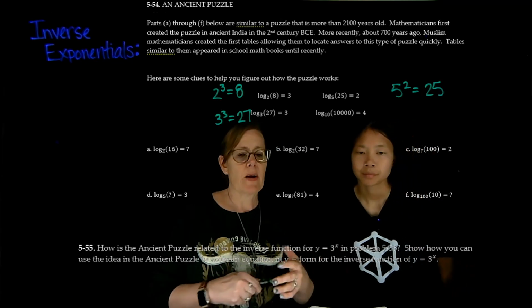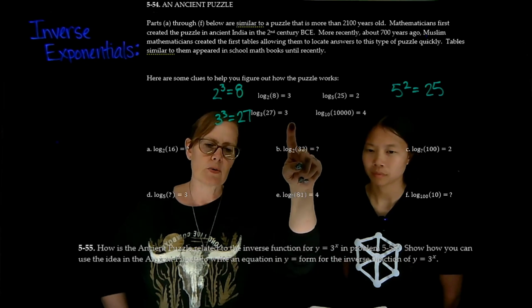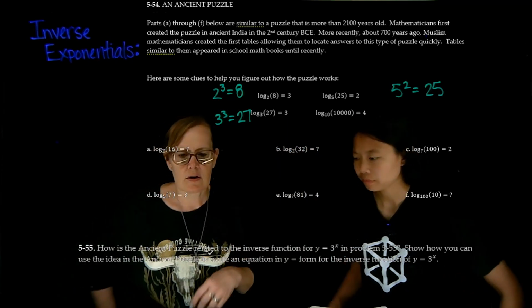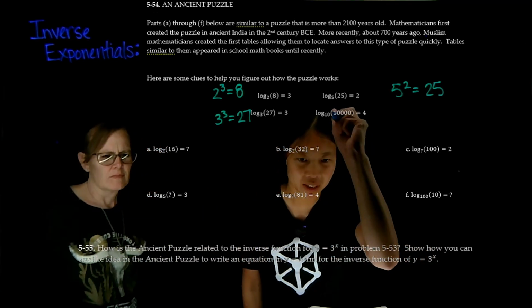So we found our pattern. The base of our log raised to what our log equals gives us the value inside of our log. If we want to use arrows to show the pattern that Janice found, we would say we take our base here.